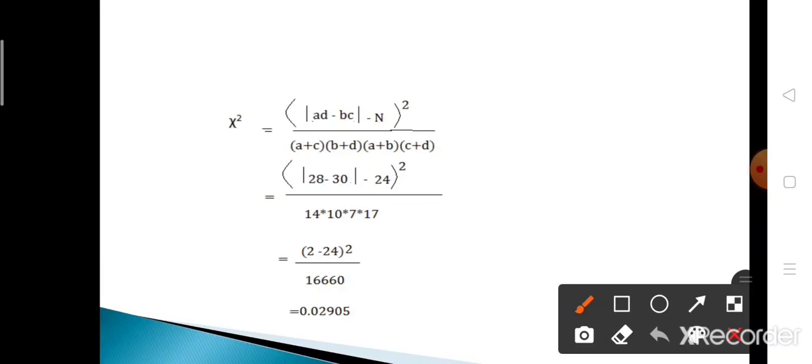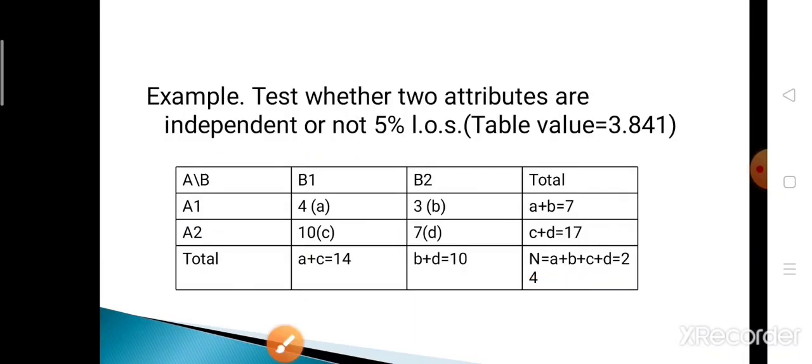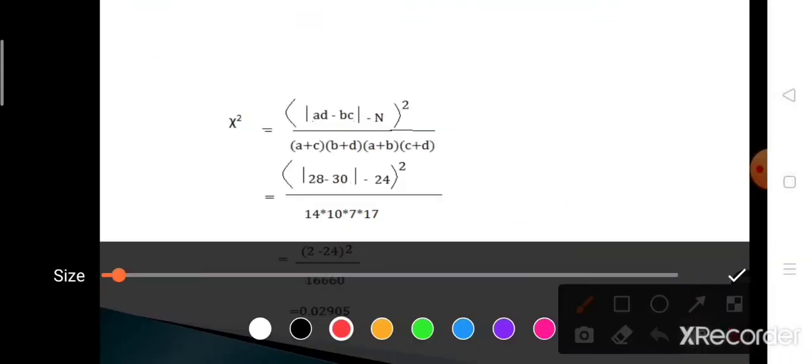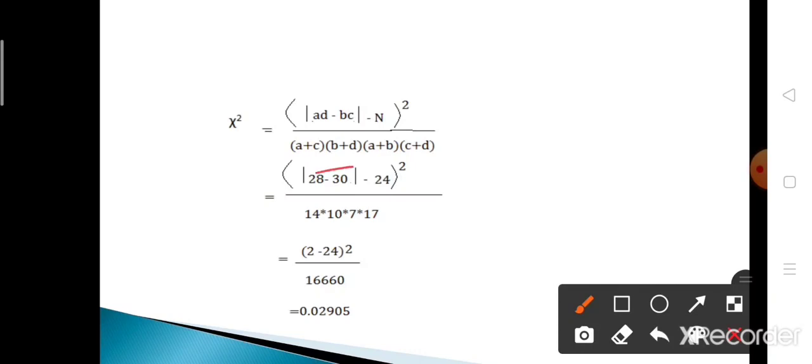So A into D. What is the value of A? A value is 4 and D is 7. So 7 into 4 minus B value is 3, so 3 into 10. Okay. So here A into D value is 28 and B into C value is 30, minus capital N value is 24, its square, divided by A plus C, B plus D, A plus B and C plus D values, which are 14, 10, 7 and 17. So 14 into 10 into 7 into 17.